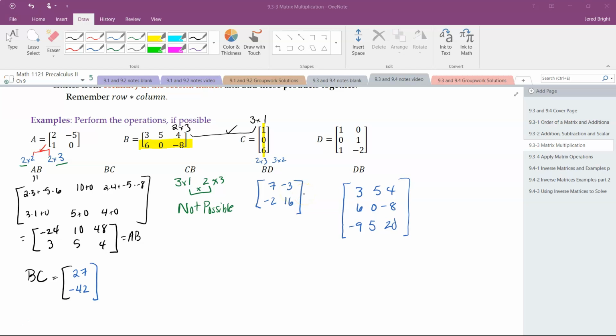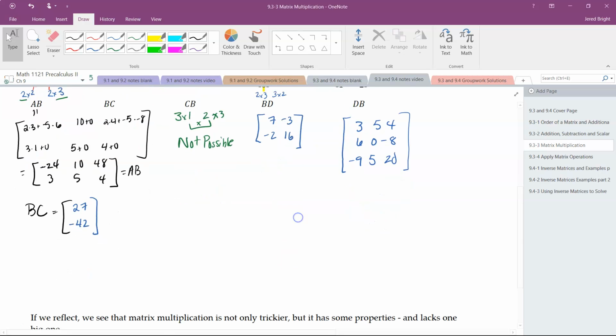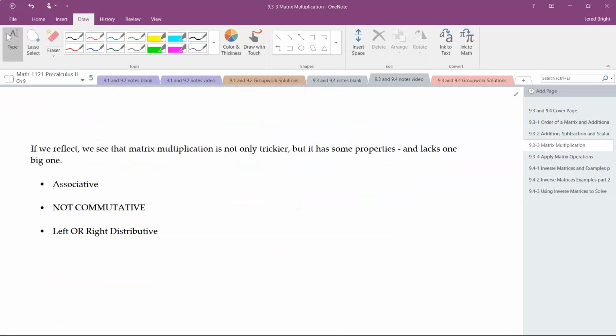You just get different matrices, and in particular, what I wanted to illustrate with BD and DB is that matrix multiplication is not commutative. That's one big result we get. It is associative, meaning that if you have 3 matrices A, B, C, and you want to multiply the last two first, that's the same as doing A, B first and then multiplying by C. We're also assuming that you can multiply all of these.